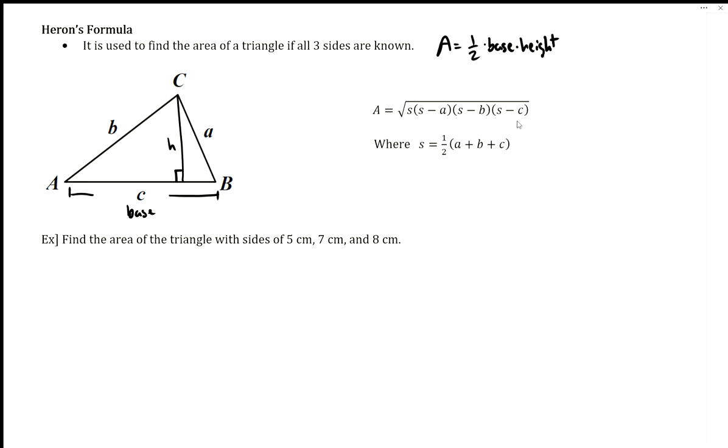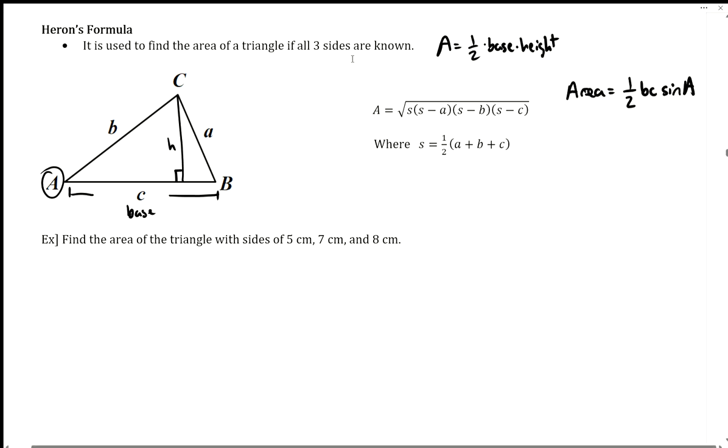We also saw another formula with triangles. If we had, say, this angle A, then our area, let me change it to the word area, would have been 1/2 BC sine A, like that. Okay, so we might have seen that already as well. So we have different ways to get the area depending on the information.